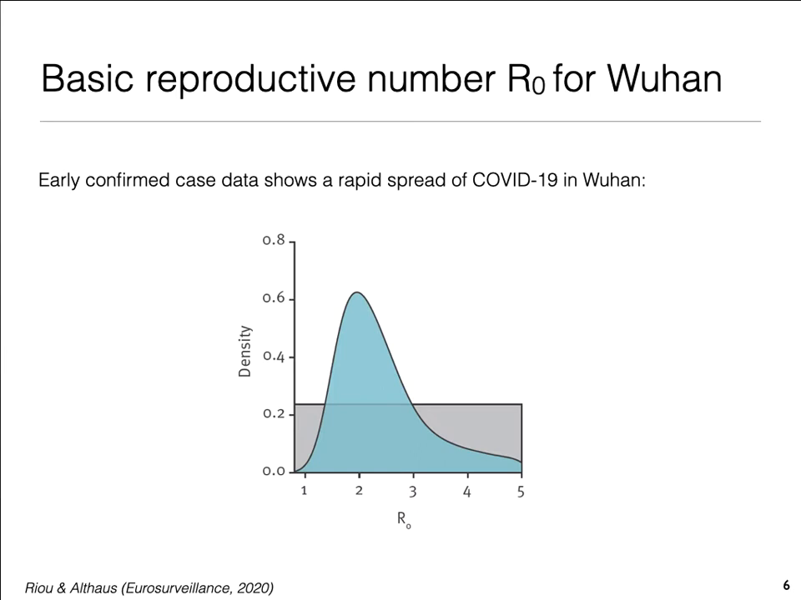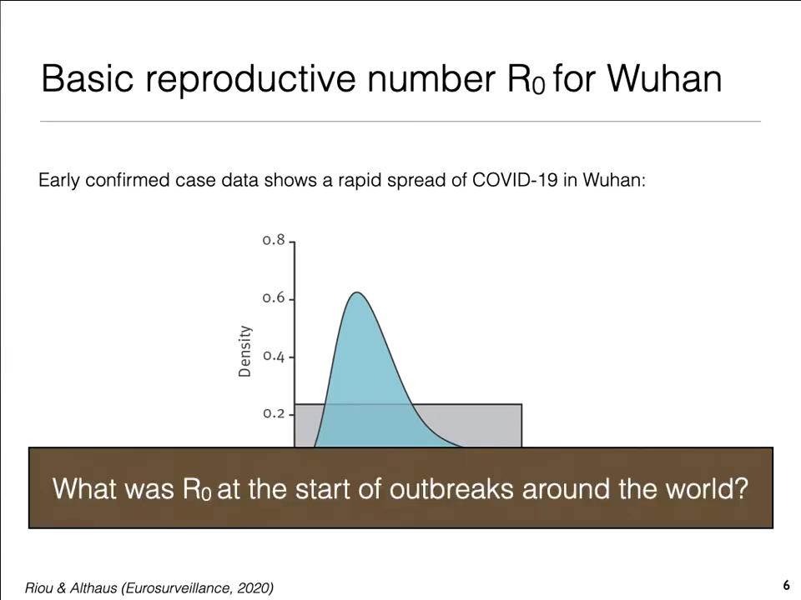Now the big question was, we knew in Wuhan this pathogen is spreading very fast. What is the R0 at the start of the outbreaks around the world? It could be that different climatic conditions, different cultural behaviors, etc., induce a higher or lower R0 for other parts of the world.